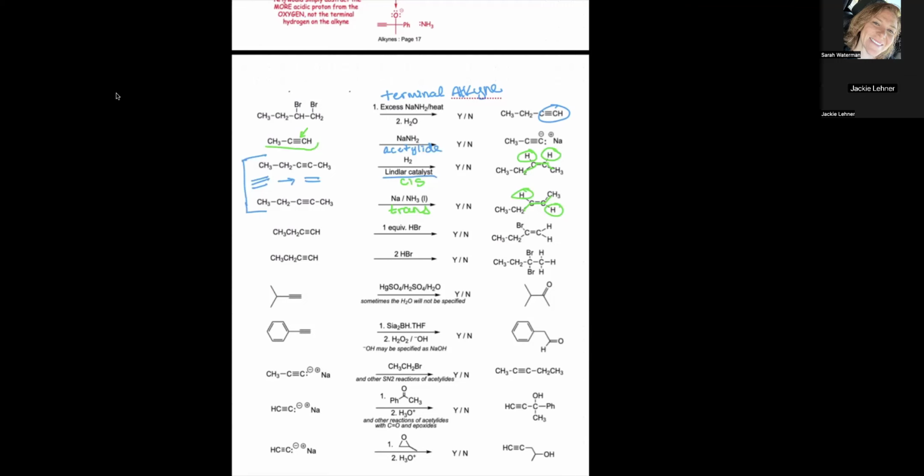So those are our Lindlar catalyst and NaNH3. Those are for when we want to just break it one time, and depending on what we want to come out the other side, we'll use NaNH3 or the Lindlar catalyst. And then these are both adding a bromine to your alkyne. This one is going to add Markovnikov. And see how we have one equivalent versus excess, versus two? Let me just highlight. And then that one adds anti-addition, to reduce steric hindrance. Yes, yep.